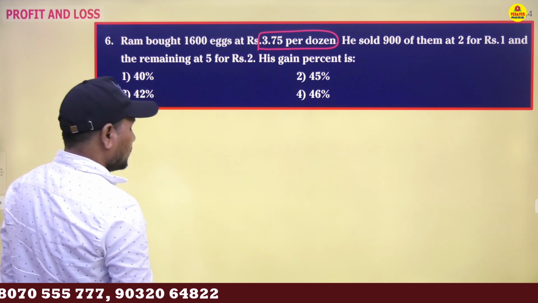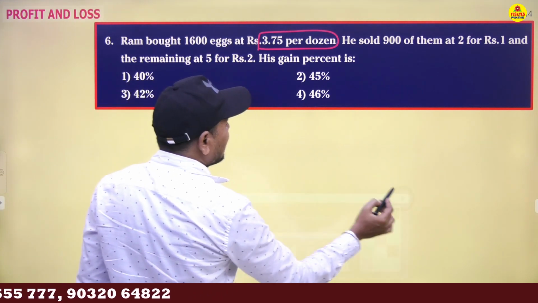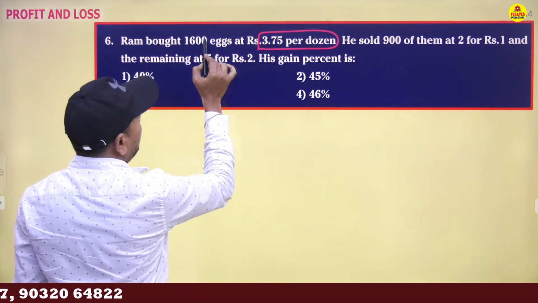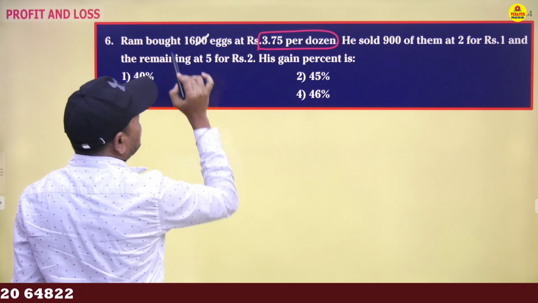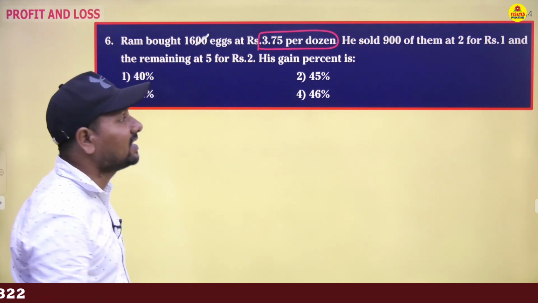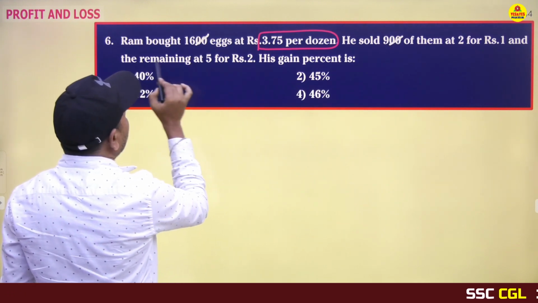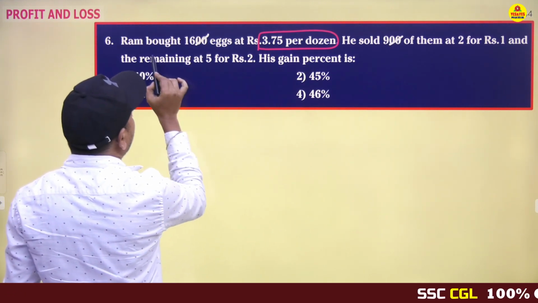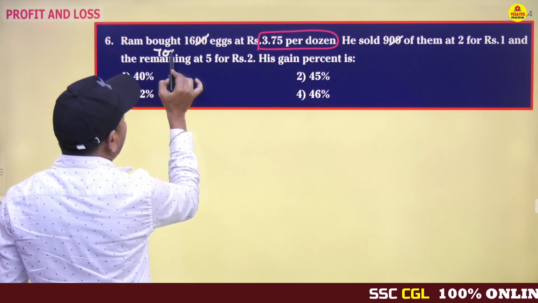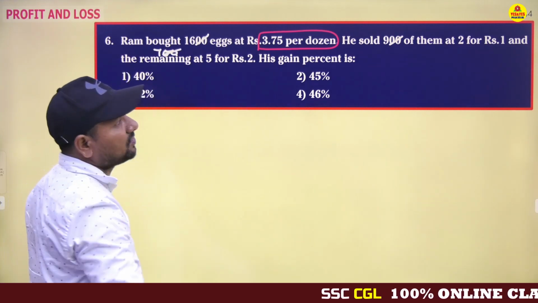Just assume you have only 16 eggs. Yes, you have 16 eggs, you can assume it. Here it is 9 eggs. Out of 900, the remaining eggs are 700. Here all the zeros are going to cancel.